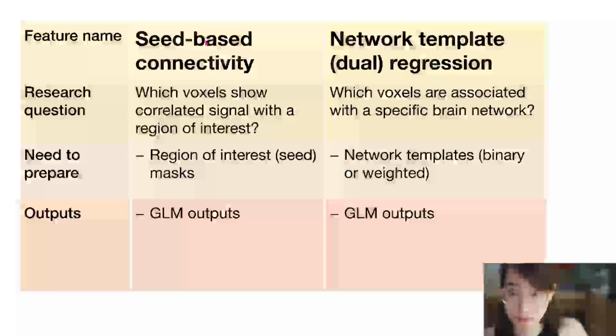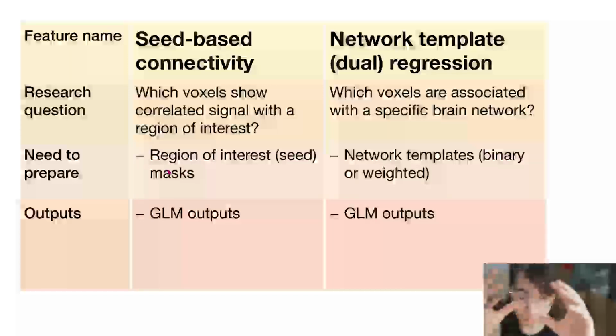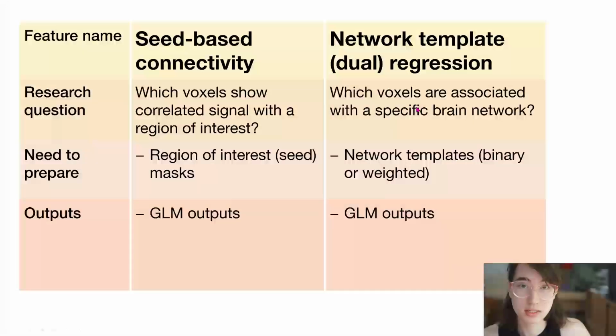Other things you can calculate for resting state, for example. These are in essence also based on the GLM, but in this case for resting state data. So instead of comparing conditions, we are looking at which voxels show a correlated signal with a region of interest in the brain. We also call this the seed region. And so you need a mask that tells HALFpipe which voxels correspond to that region. Or you can also look at which voxels are associated with a specific brain network in an individual. But then you need network templates for that. And for both of these, you will get GLM outputs.